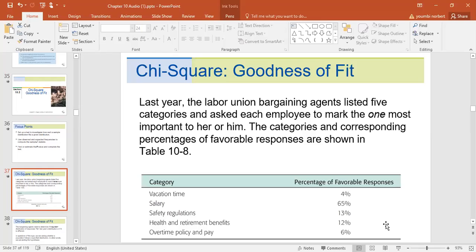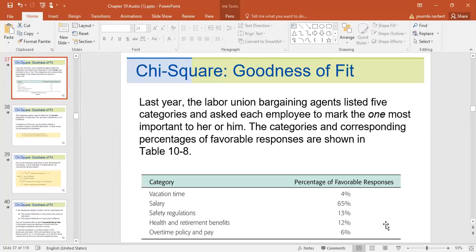So having that, this was what happened last year. You are a new manager in this facility, and you want to determine if new workers are still having the same distribution in their preferences. The observed value here will be what you collect. Observed value is always what you collect.